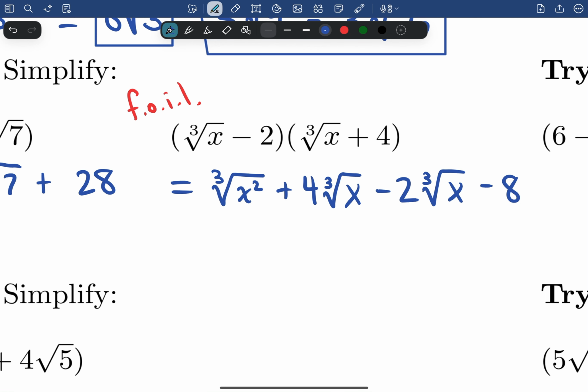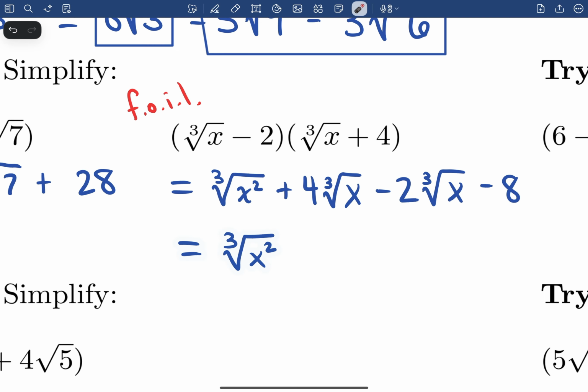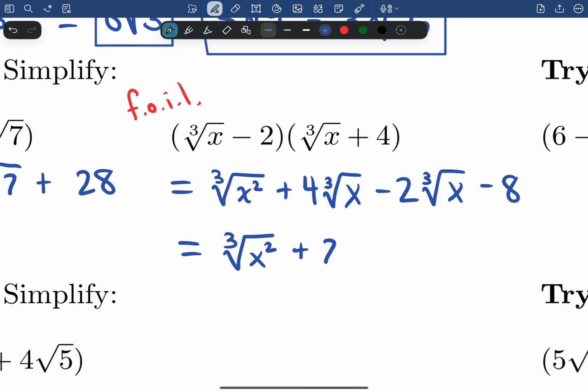So I'm at this point. I ask myself, do I see any like radicals that I can combine together as like terms? And the answer is yes. I see 4 times the cube root of x minus 2 times the cube root of x. These have the same index value with the same radicand. Okay, so 4 minus 2 is positive 2 cube root of x. And then I have the minus 8 at the end.